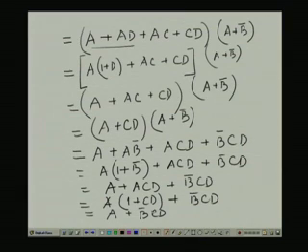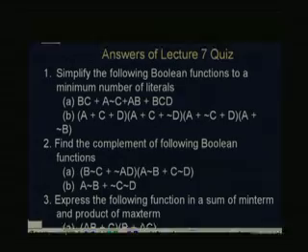So, mainly for this simplification we have used the basic postulate that 1 plus B equal to 1. We have utilized this formula and we have simplified that equation.